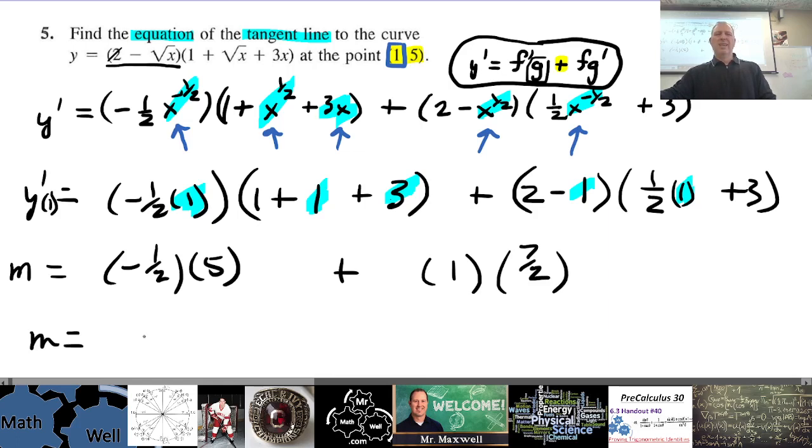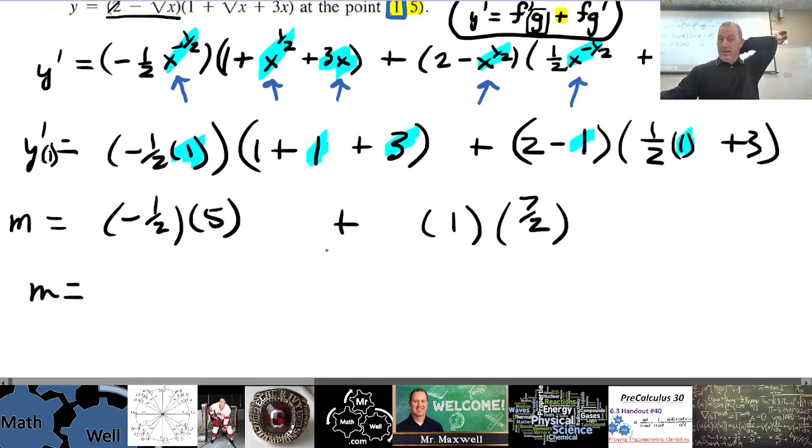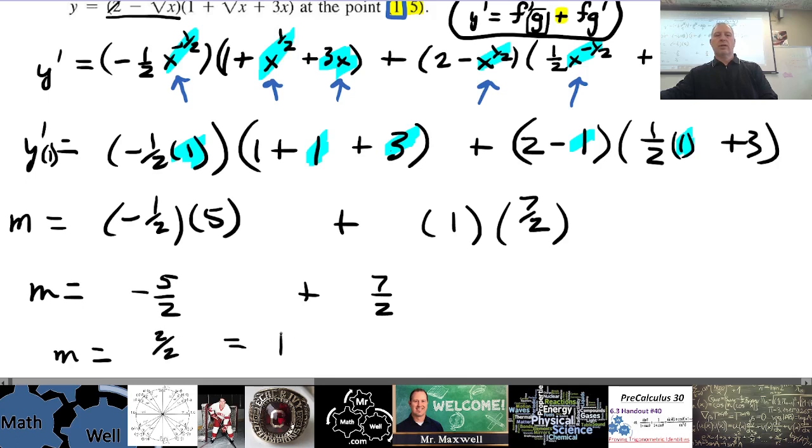And again, in calculus, we want to try and work with fractions or exact values as much as we can. So decimals in this case would be okay, but fractions would be better. So this is negative 5 over 2 plus 7 over 2. So negative 5 plus 7, that's 7 minus 5, is 2 over 2. So it looks like the slope is 1 here. Everyone okay with that? Yeah, I think that's correct for the slope.